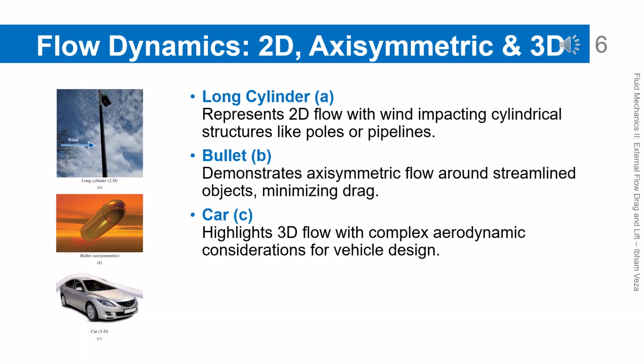Flow dynamics: 2D, axisymmetric, and 3D geometries. Flow around a long cylinder can be modeled as two-dimensional because variations along the length can be neglected. A bullet is an example of an axisymmetric flow, where the shape and flow are symmetric about an axis. A car represents a complex three-dimensional flow due to its geometry and detailed shape. This classification is important because it determines the analysis approach and model simplifications. By understanding the geometry type, aerodynamic force calculations can be performed more accurately.